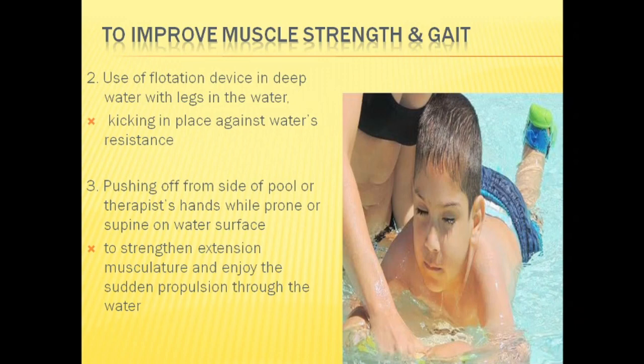Okay. Now third is pushing off from the side of the pool or therapist's hands while prone or supine on the water surface. So which will help to strengthen their lower limb muscles. So they require the extension for the push-ups. Thus it will help to strengthen the extension musculature and also the child can enjoy the sudden propulsion through the water.